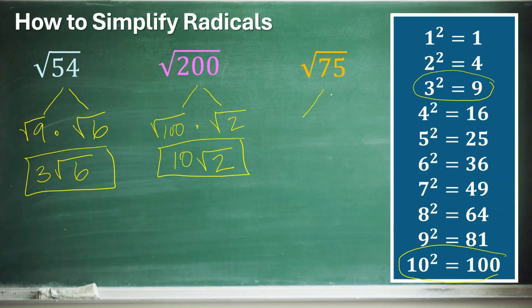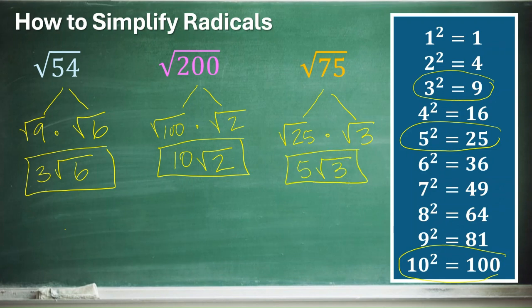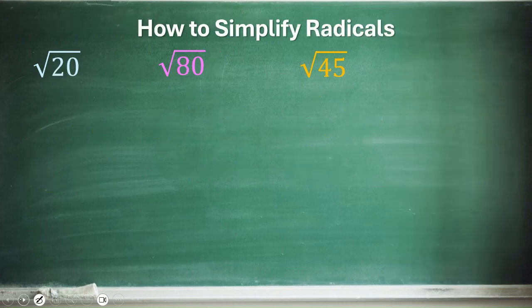And finally, root 75. I know that root 25 times root 3 is root 75. So root 25 is 5, times root 3, and that is the equivalent form of root 75. Let's try a few more problems to make sure that you've got this.